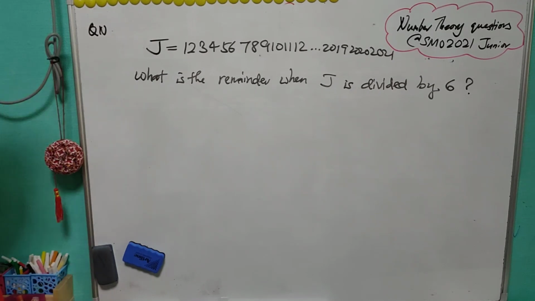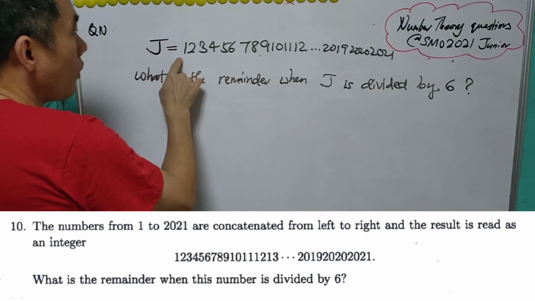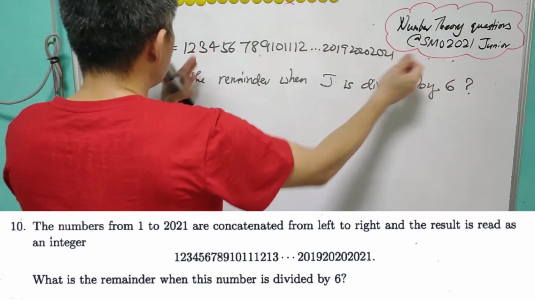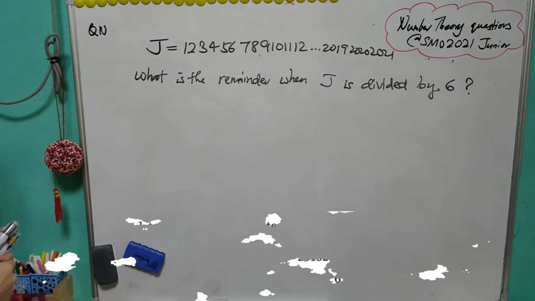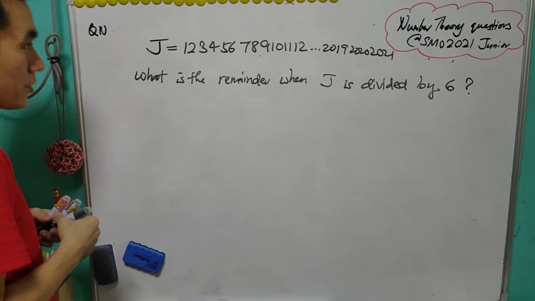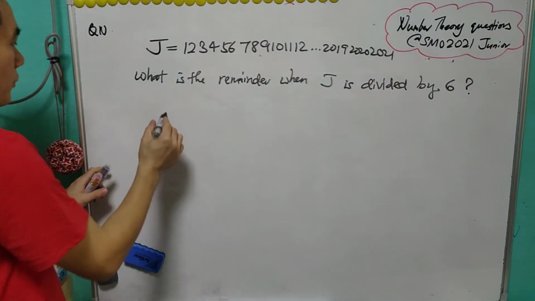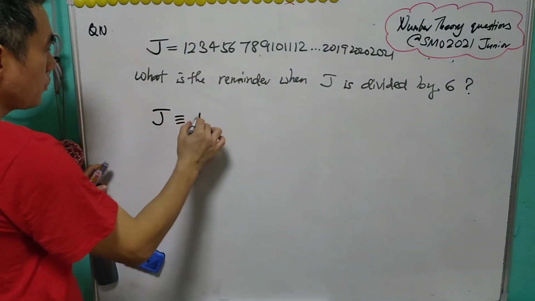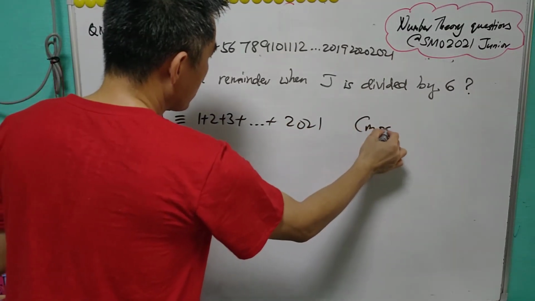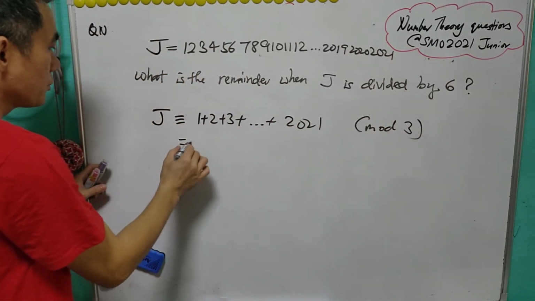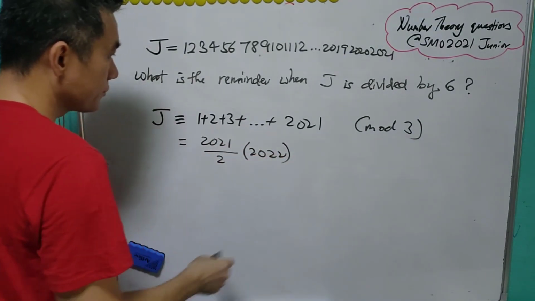For question 10, we have a special number j. This number j is formed from the numbers 1 to 2021 written together. The question asks, what is the remainder when j is divided by 6? A number is divisible by 3 if and only if the sum of the digits is divisible by 3. So we can say that j is congruent to 1 plus 2 plus 3 all the way to 2021 mod 3. And this equals 2021 over 2 times 2022 mod 3.